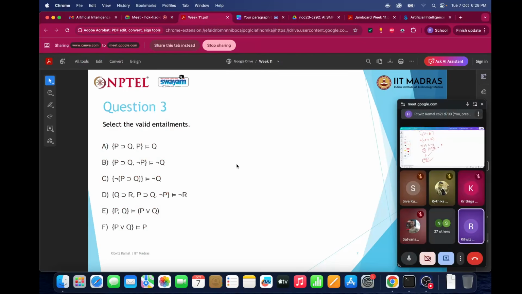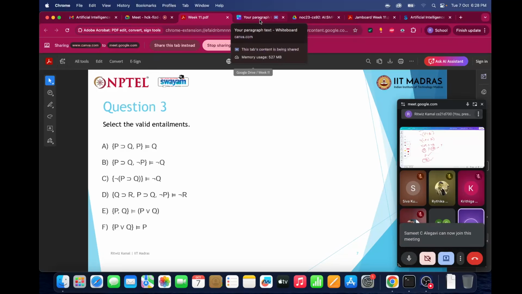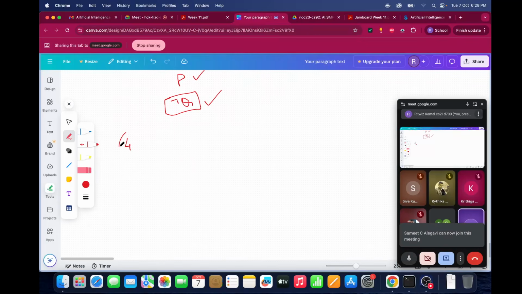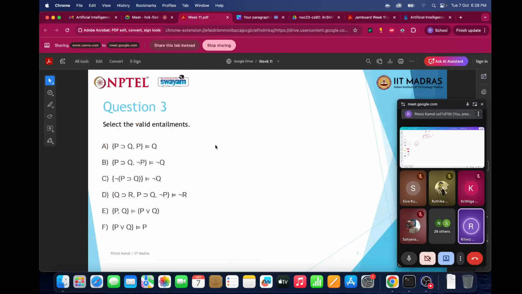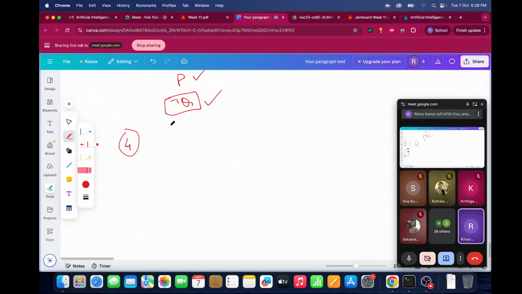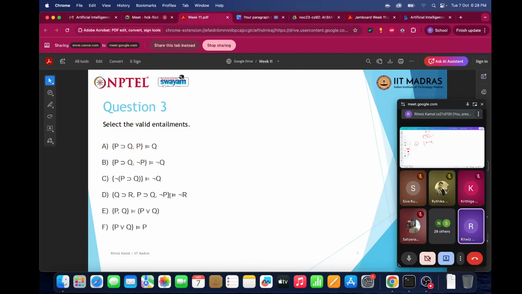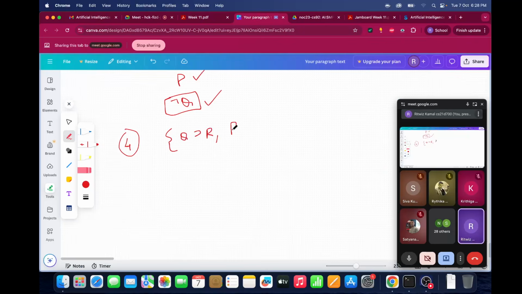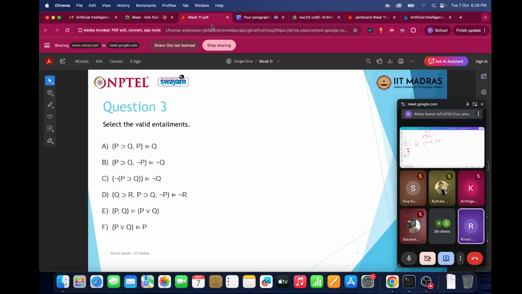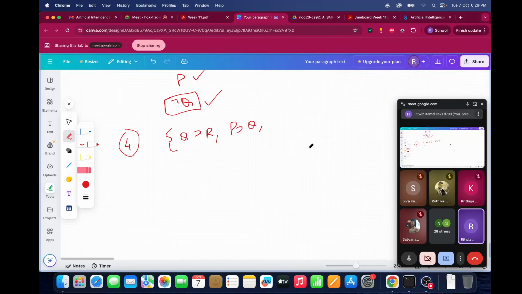Okay, then let's have a look at the fourth one now. D says that in the knowledge base we have Q implies R, P implies Q, and not of P. All these three together imply not of R. This is the fourth statement.